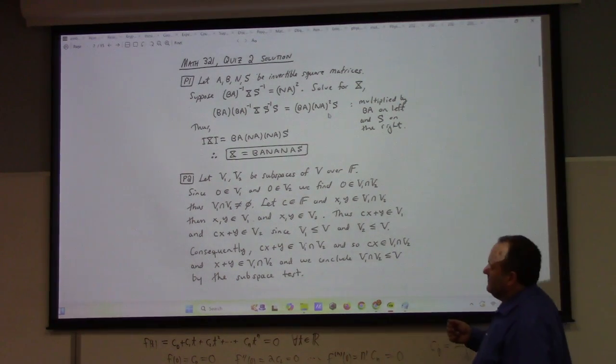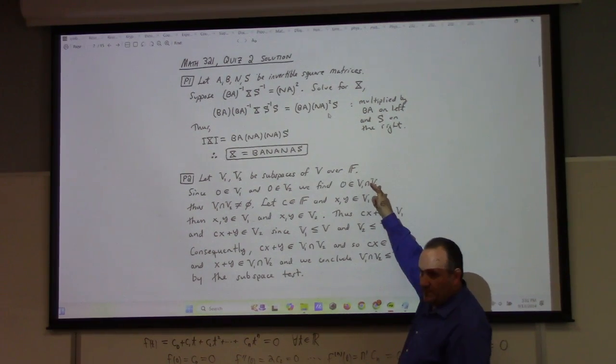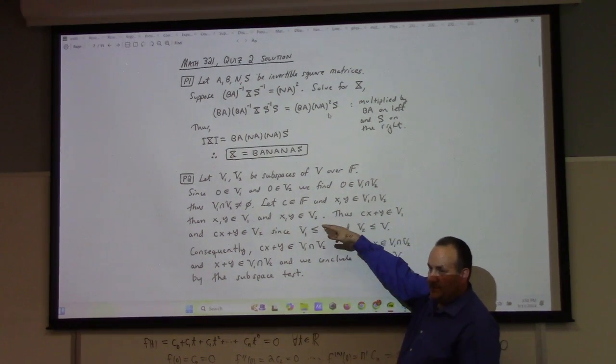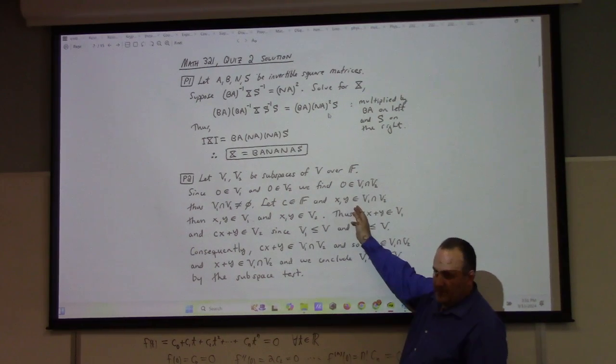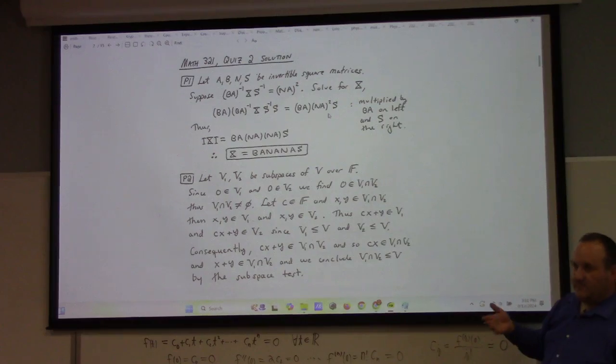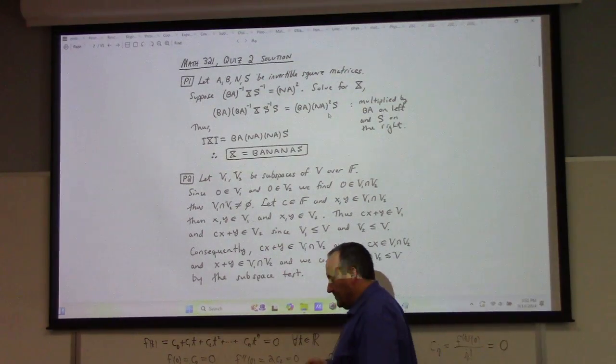But anyway, very simply, 0 is in both, right? Both subspaces, therefore it's in the intersection. And if I take two vectors that are in the intersection, that means they're in both spaces, which then means a linear combination is in each of the spaces, which means it's in the intersection. Therefore, the intersection is closed under linear combinations. So by the subspace test, we have that the intersection of two subspaces is a subspace.